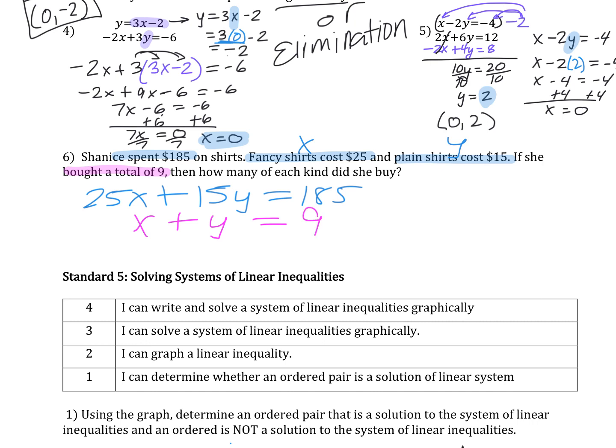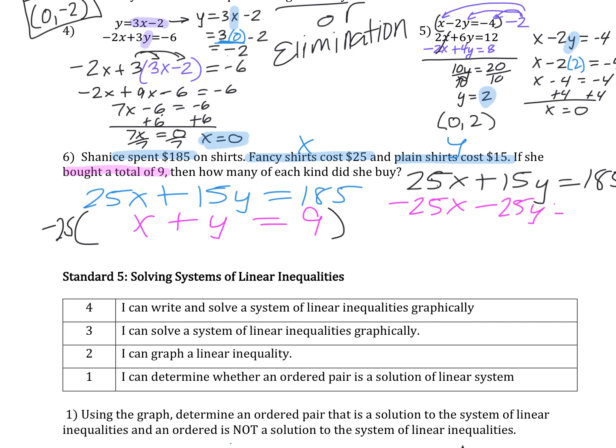So these are set up, in my opinion, pretty well for elimination. I personally would multiply everything by negative 25. And the reason for that is because then it'll cancel out with that positive 25. So I'm going to rewrite everything over here where I've got a little bit more space. And then here's the new equation after I get done multiplying everything by negative 25. So those will cancel. This will leave me with negative 10y equals negative 40.